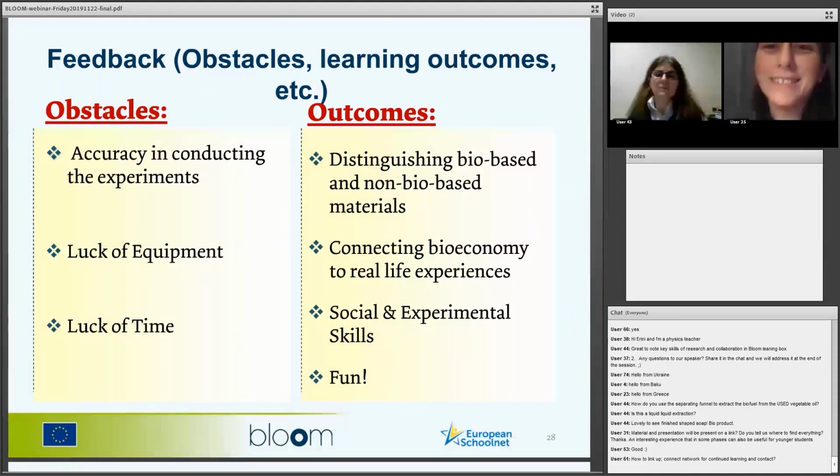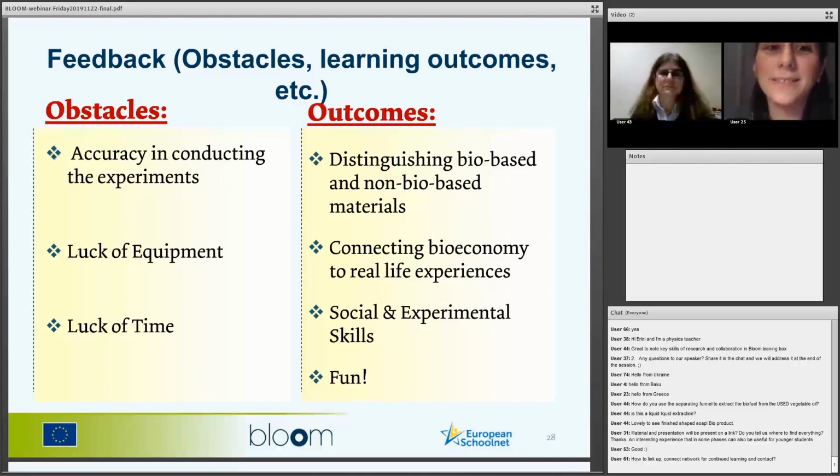So Bloom was an amazing project, students really loved it. Of course, there were obstacles such as the lack of equipment and time, as well as the accuracy in conducting experiments. I have to mention that because those 3 experiments need accuracy. If you are not accurate in your measurements, you might end up with nothing. So you have to be really careful. But this is also a skill that they need to learn. Lack of time and equipment was important.